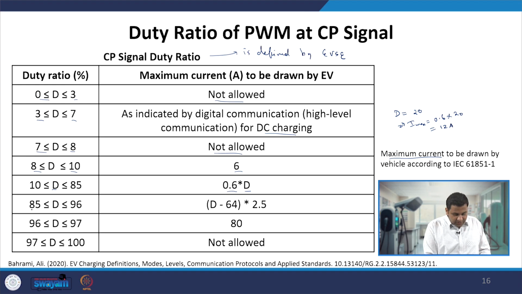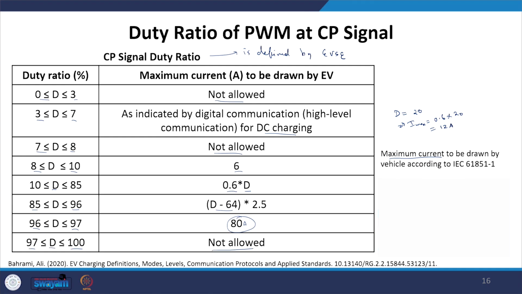Similarly, if the duty ratio is between 85 and 96, it is (D minus 64) times 2.5. If the duty ratio is between 96 and 97, the maximum current is equal to 80 ampere, which can be demanded by the electric vehicle, or by the BMS of the EV. And if the duty ratio is between 97 and 100, the EVSE cannot support the charging, and the BMS is not allowed to demand any current from the EVSE.